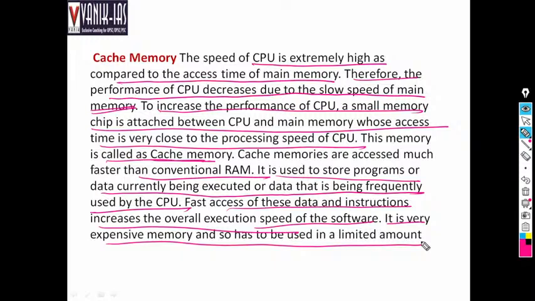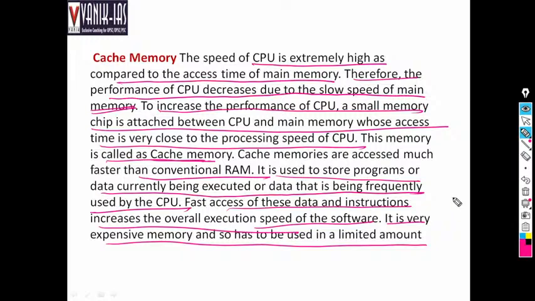It stores programs or data currently in use. For example, a password, a particular bookmark, all those things which are immediately required are saved in the cache memory. Remember, cache memory is of high cost compared to other memories, and its size is very small, around less than 10 KB. The size is very small, but it is attached to the CPU.